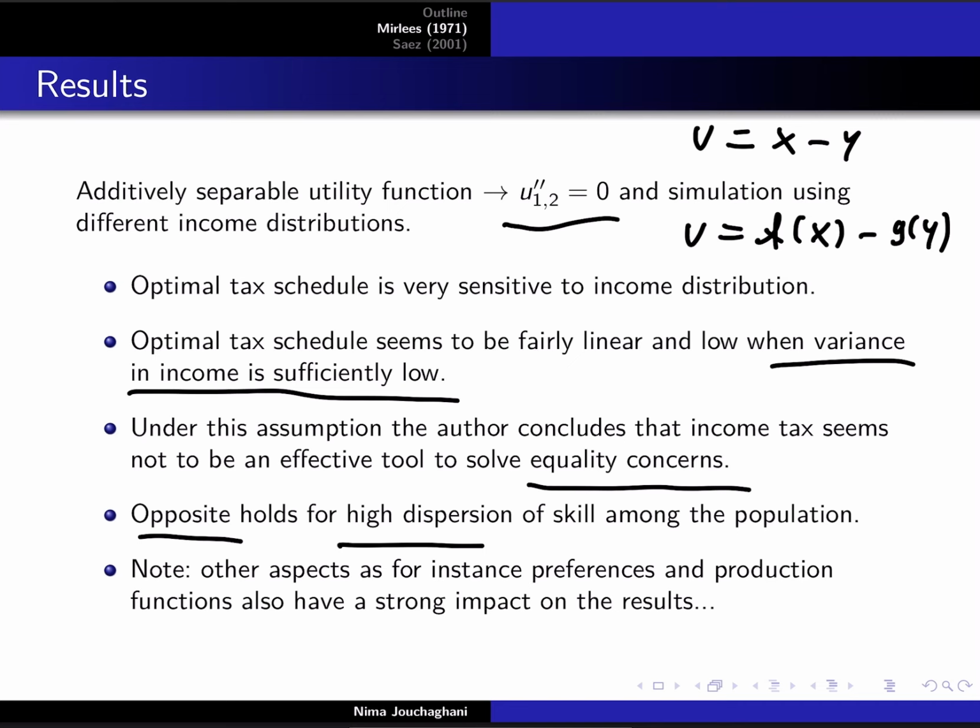So we can have situations where we have a progressive tax schedule. We can have a situation where we have a degressive tax schedule or a linear one, but it's not very clear. Here he is talking about variance, but then if you think about preferences and production functions, it's not very clear what's driving the results. So it's a model where everything is possible, but this has limited use for application because you do not know what exactly is driving the results.